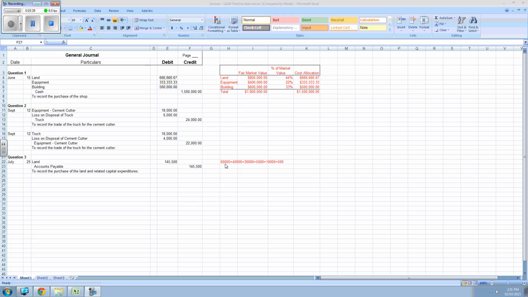We had landscaping for $40,000, drainage and sewers for $30,000. The inspection was $5,000, real estate commission was $10,000, and legal fees $500. So we can capitalize all those costs into the cost of the land and credit accounts payable.